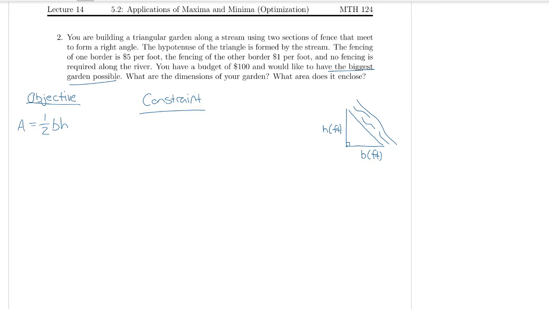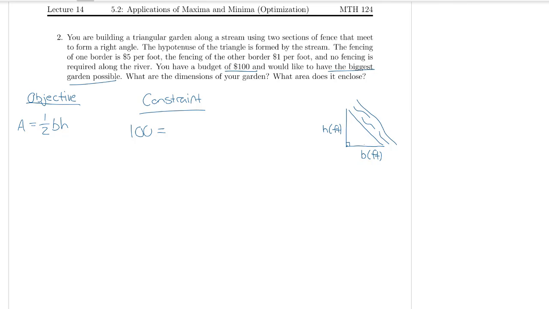So you just need to know areas for this course of triangles, circles, and rectangles. So nothing too terrible. What is our constraint? So we're constrained by our budget. We have $100 to spend. We want the biggest garden, so we'll spend all of that money. So we need our total cost of fencing to add up to $100.